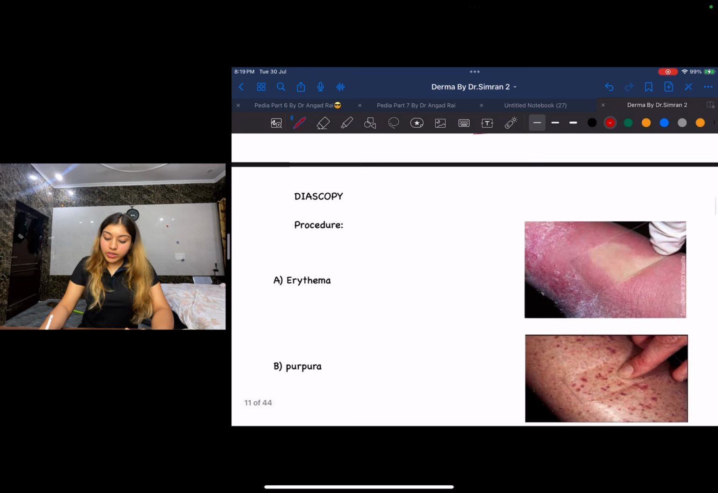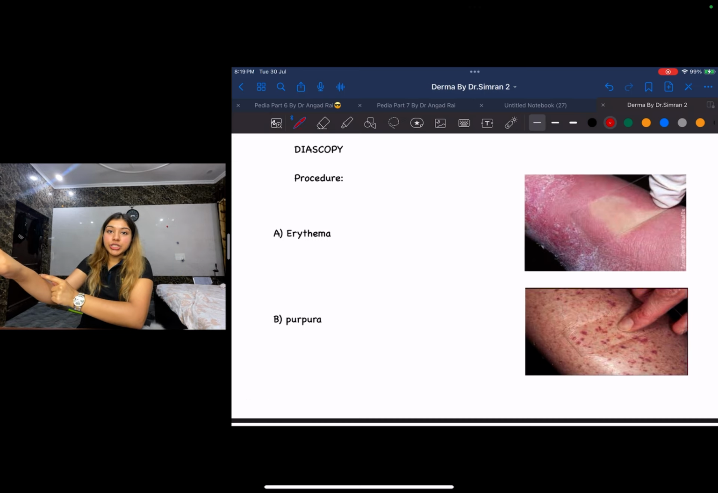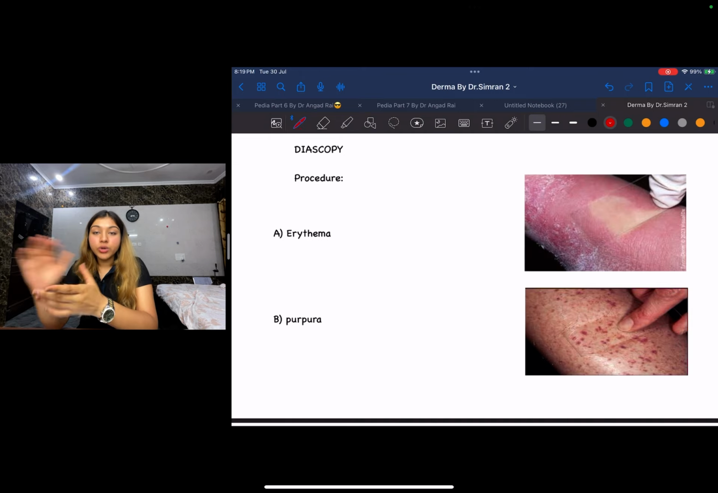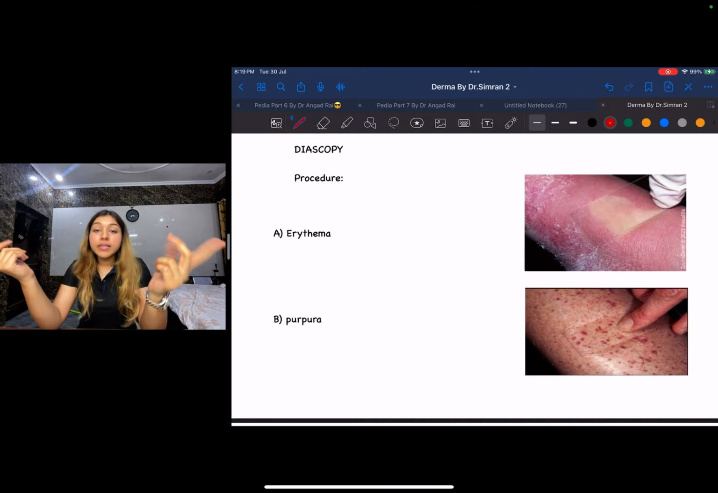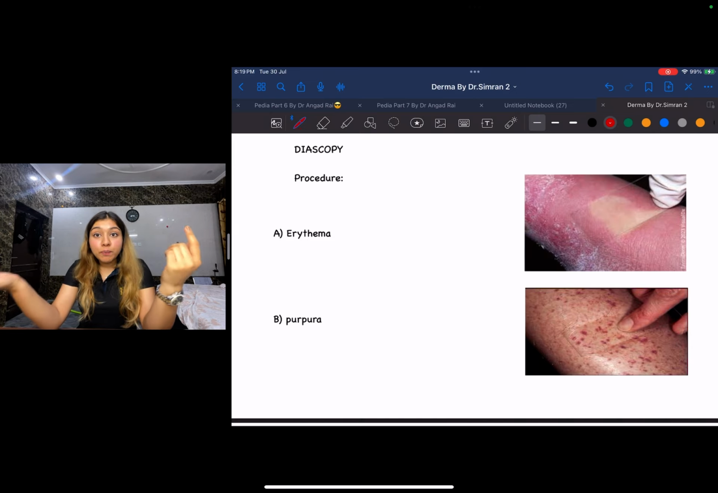So guys, now let us look at your diascopy. Diascopy is a procedure. What happens in diascopy is I will take a glass slide and I will put it over a lesion. That is what diascopy means. Now why will I do a diascopy? There are two lesions, one is erythema and one is purpura. Now I will tell you the difference.